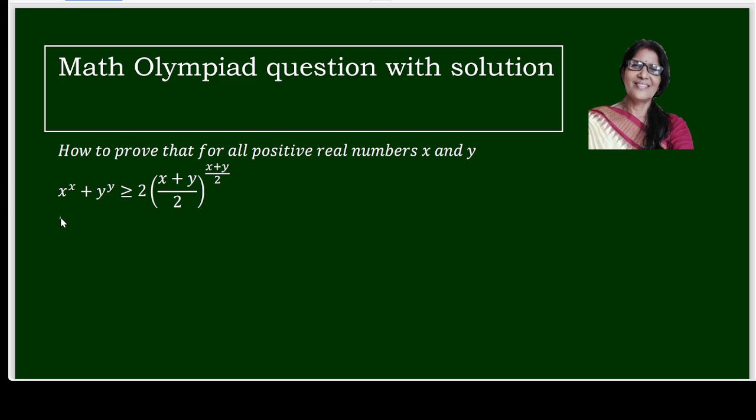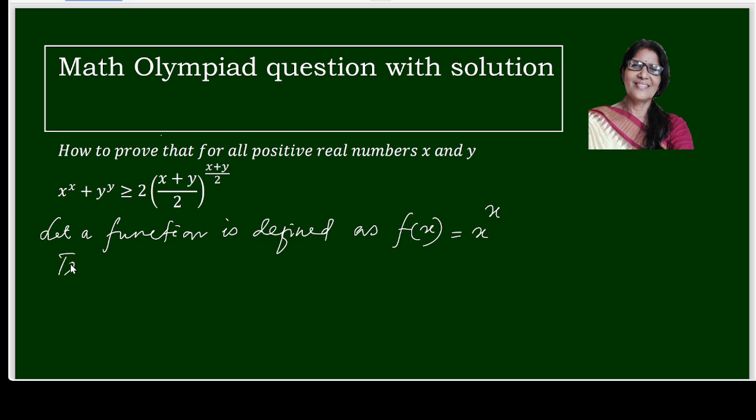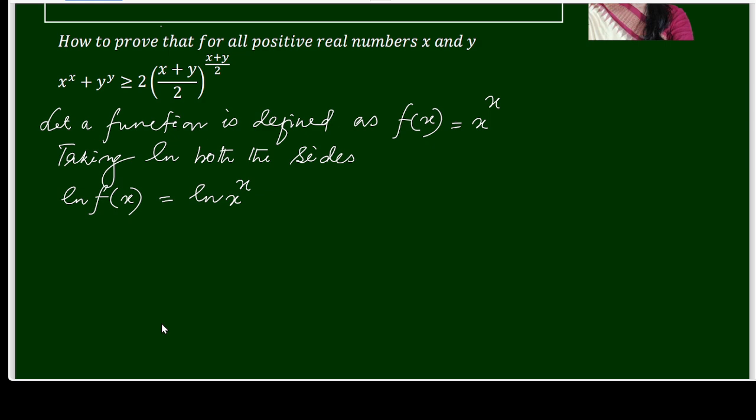So let a function be defined as f(x) equals x^x. Then taking ln on both the sides, ln f(x) equals ln x^x, or ln f(x) equals x ln x.